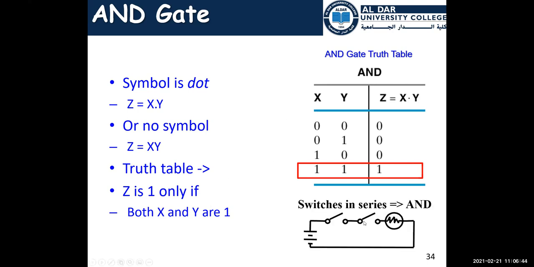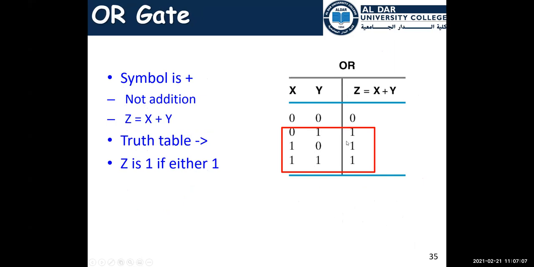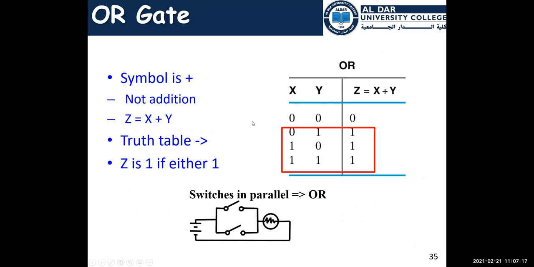Okay, so this is the AND gate, and if you see, we have switches in series. If both of them are open, or one of them is open, we cannot have light here. If we have both of them closed, we have light here. And for the OR gate, if at least one of them is one, this is logic one. If both of them are zero, we have logic zero. This is like a parallel switch. One of them only is closing the circuit. So this is the logic OR.